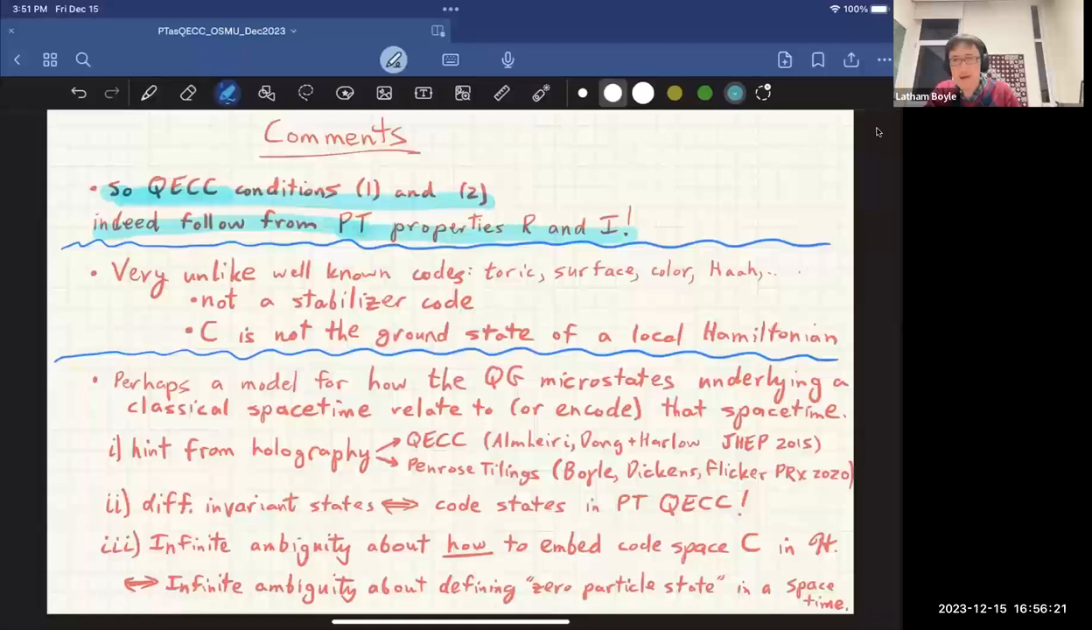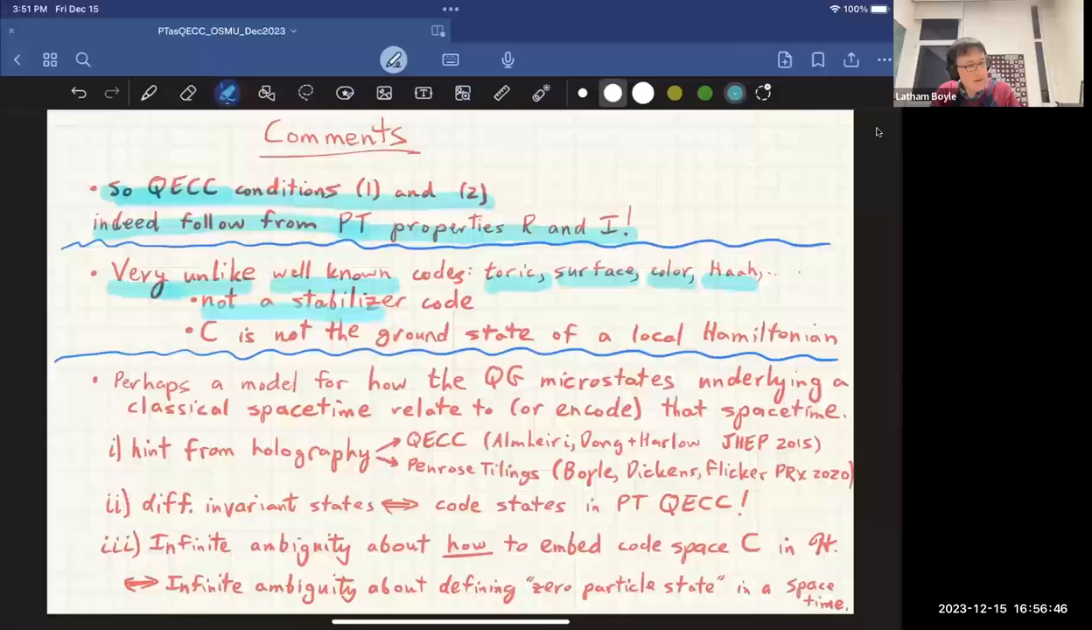So I just wanted to end with a few remarks about this result. I see I'm 5 minutes from the end here. So first, this quantum error correcting code is very unlike the famous previous codes, including the toric code, the surface code, the color code, the Haah code.